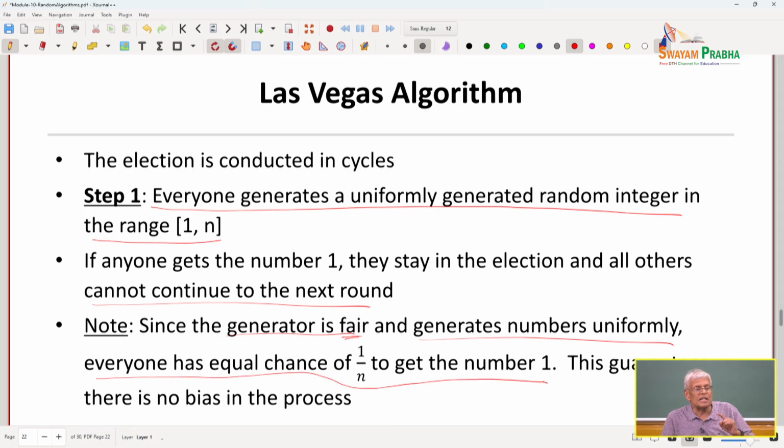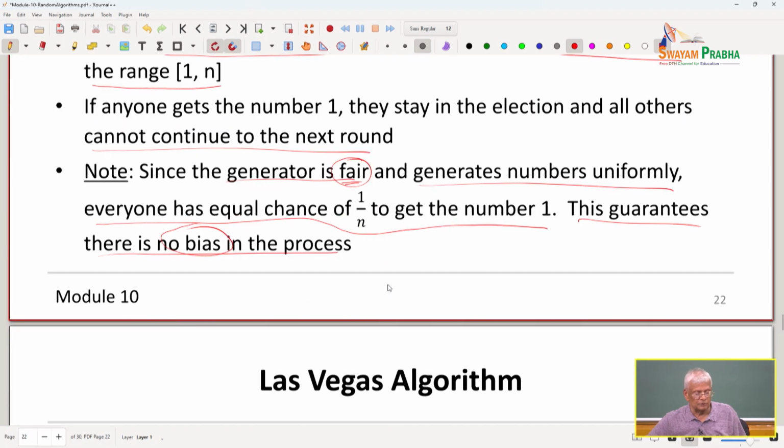The probability of anybody getting 1 is 1 over n, where n is the total number of people, which is again fixed. This guarantees that there is no bias. So there is no bias, it is fair, it is open, everybody can accept it. So this is what is called a randomized protocol for conducting the election. Now, let us see what step 2 is.